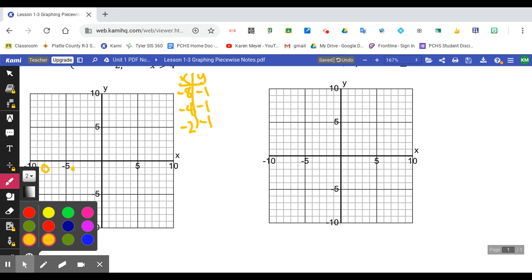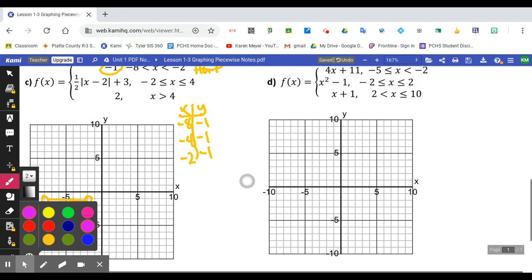And then the ending dot is (-2, -1), and that's going to be open. And then I just draw a horizontal line between them. Okay, the middle one talks about absolute values. So this is going to bring in information from our prereq unit.